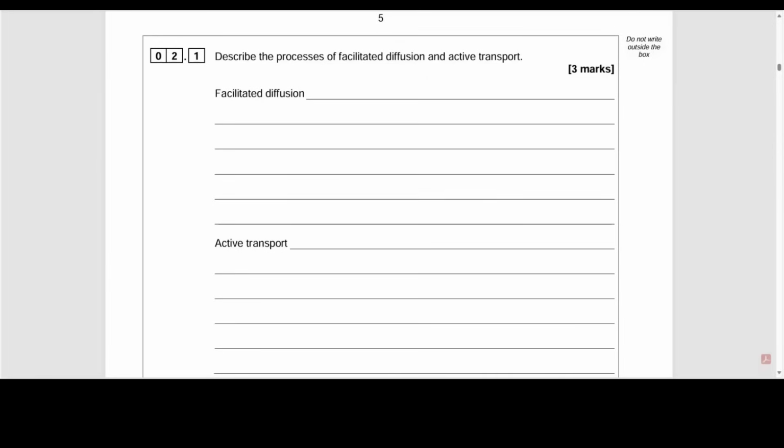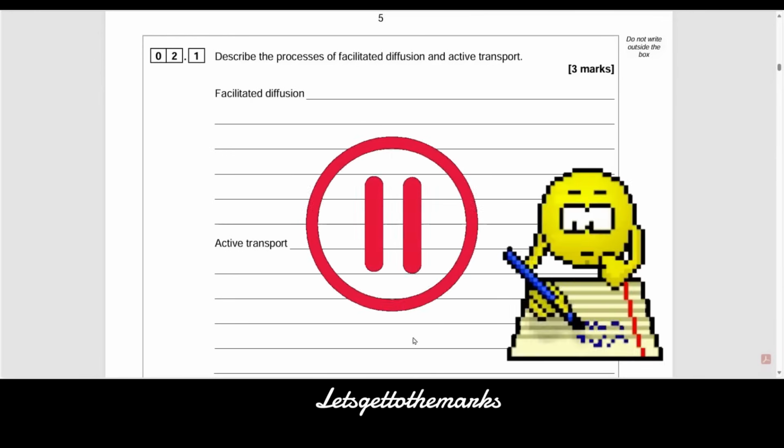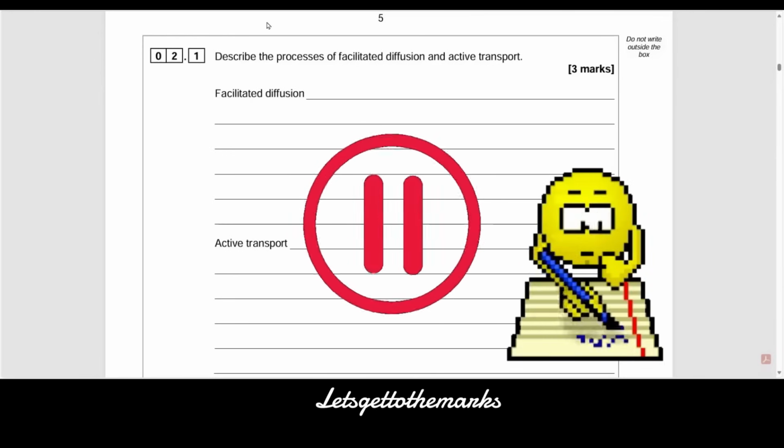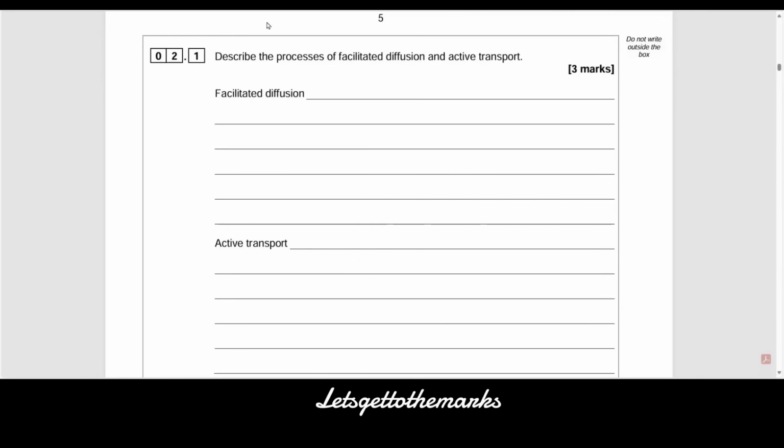Let's go. Welcome to Let's Get to the Marks, going through Transport in Cells, A-Level Biology. Why don't you pause the video, grab a pen and paper, have a go at this question, try and get 3 bullet points about facilitated diffusion and active transport down, and then unpause the video and watch me go through the explanation. All right, I'm going to go through the explanation now.